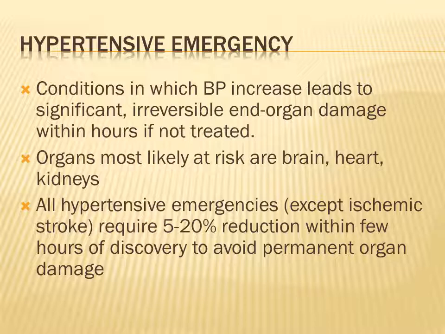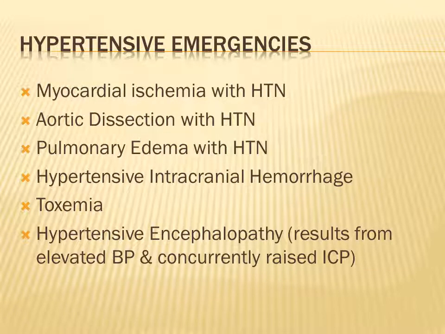So the biggest end result of hypertension that's uncontrolled is end organ damage. Your most likely organs at risk are the brain, heart, and the kidneys, and that causes irreversible damage to those organs. If we are in a hypertensive emergent state, our goal is to decrease that blood pressure by 5 to 20% within a few hours, or else it will lead to permanent organ damage. Like I said earlier, there are different causes that lead to hypertension, and these are a list of them.